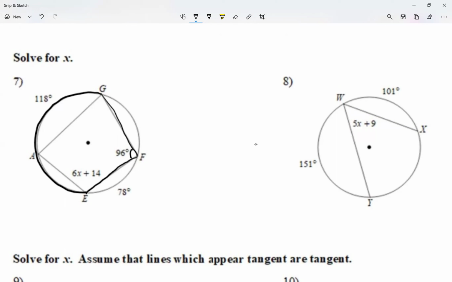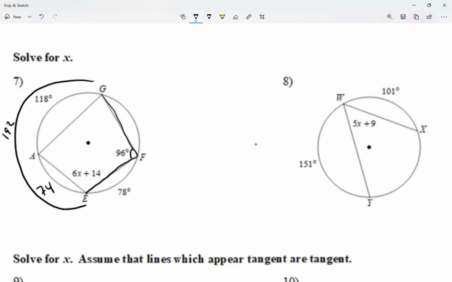Okay, so I know that's 192, the whole arc. Part of it is 118. So I'm going to say this arc right here is 74, right? Because 192 minus 118. Remember, this whole thing right here is 192. I just got that from 96 times 2. I went 192 minus 118, so I figured this was 74.